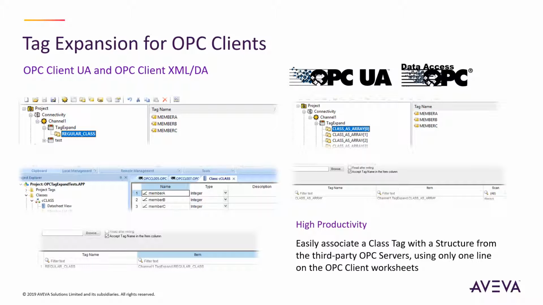And then we will automatically map all the class members to the structure members that you have on the server side. Think about this, just one line and you're mapping all the members, right? That's pretty good because that's also lowering the risks of making mistakes when you're configuring one by one, and that increases the productivity.